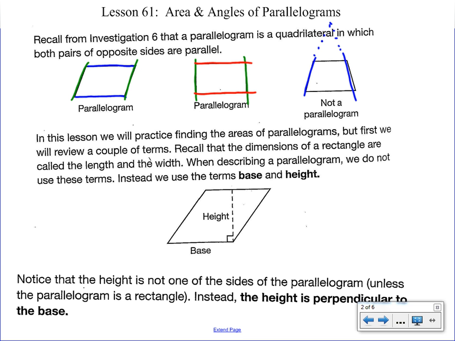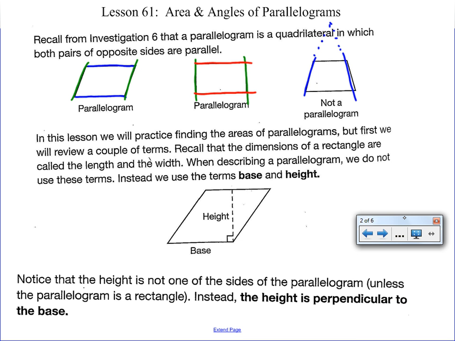Okay, we show in the parallelogram here that the base is across the bottom and the height is that perpendicular distance. Okay, notice that the height is not one of the sides of the parallelogram unless the parallelogram is a rectangle, and then of course the height would be one of the sides. Instead, the height is perpendicular to the base, and by perpendicular, I hope that we remember perpendicular means that they meet at a right angle. Okay, so this height meets this base at a right angle or 90 degrees. Okay?